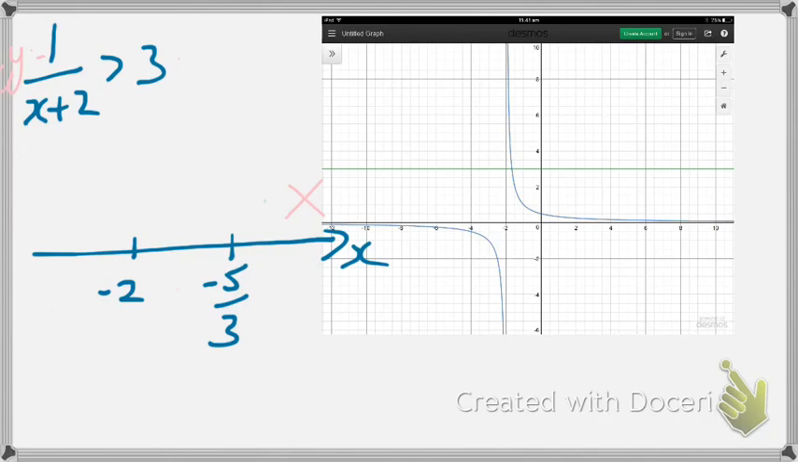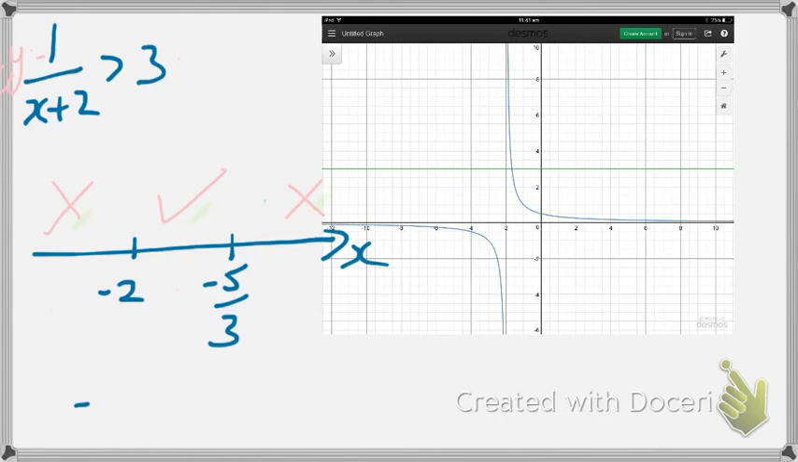Then if I pick a number left of minus 2, so that's minus 10, let's say. So I say 1 on minus 8. Is that bigger than 3? No, definitely not. And it turns out that if you check this one, it's true. And you'll notice that unless something really weird happens, there's this pattern of either false, true, false, or, as we had before, true, false, true. And that pattern will essentially always hold.